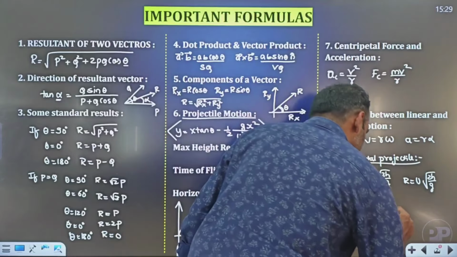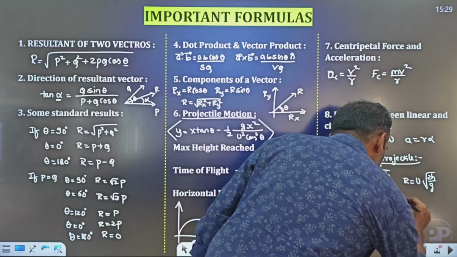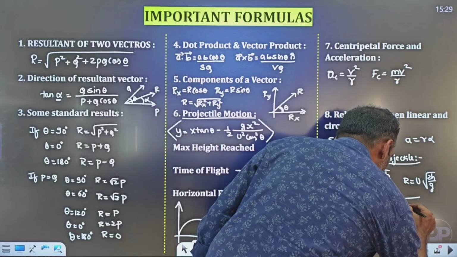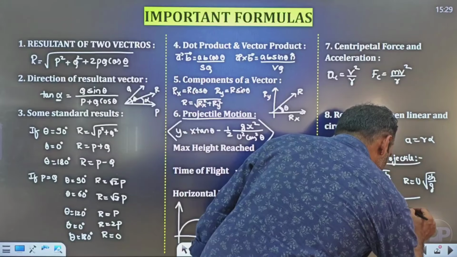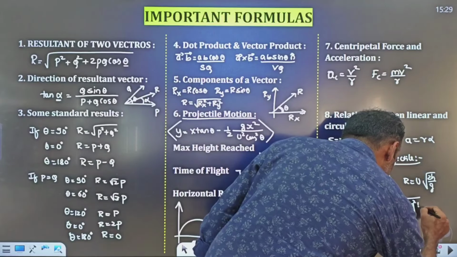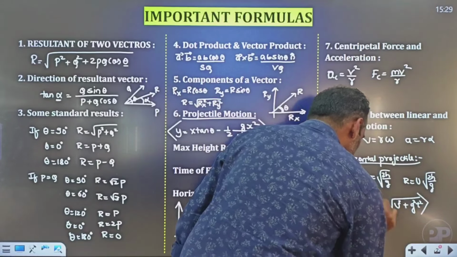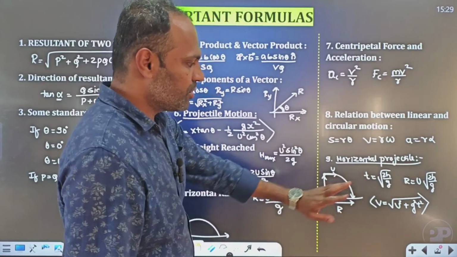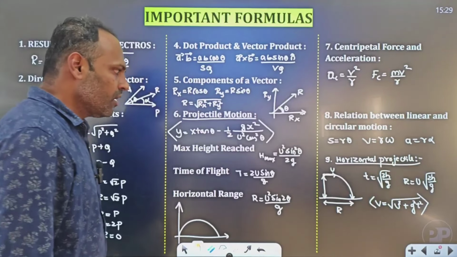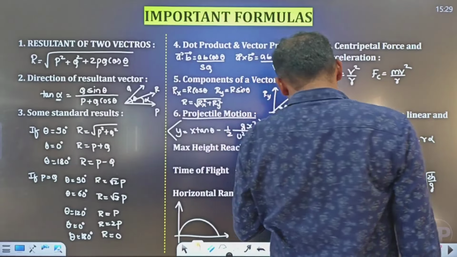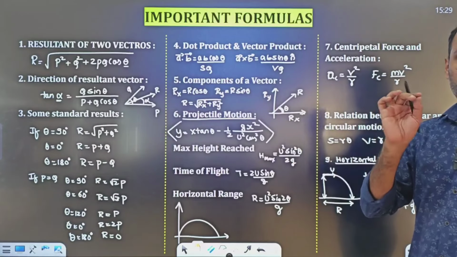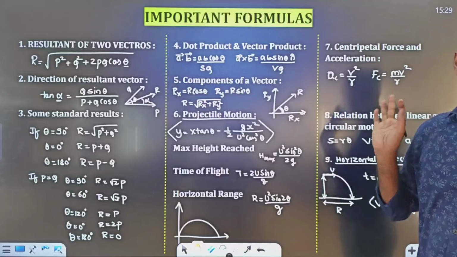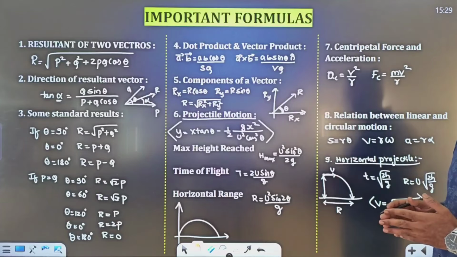Velocity of this particle at any point will be equal to root of u square plus g square t square. This much velocity we have at any point. At any point it will be this much, u square plus g square t square, right? Okay, so remember, in horizontal projectile motion as well as oblique projectile motion, horizontal velocity never changes throughout the journey. It does not change at all.